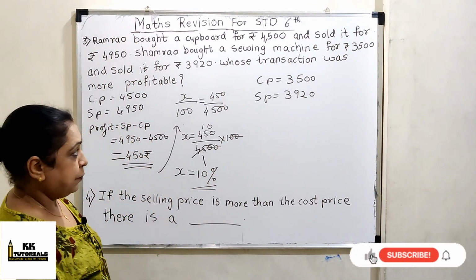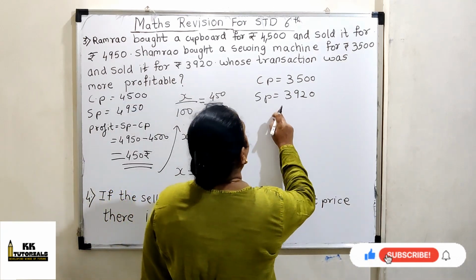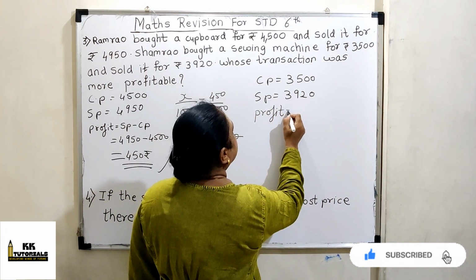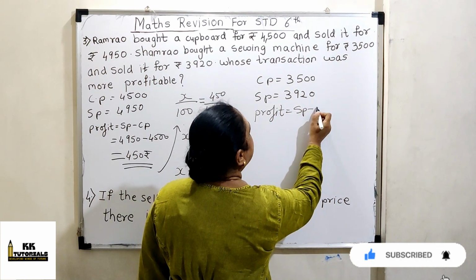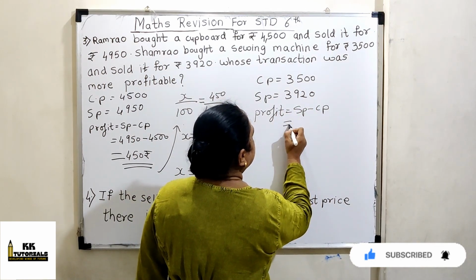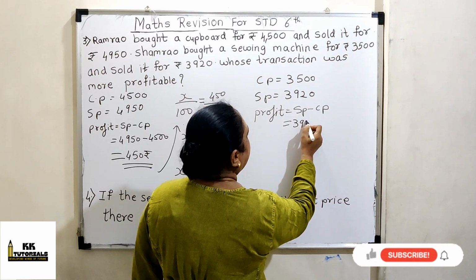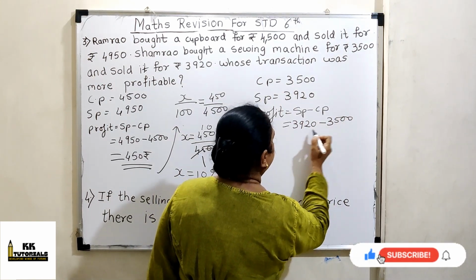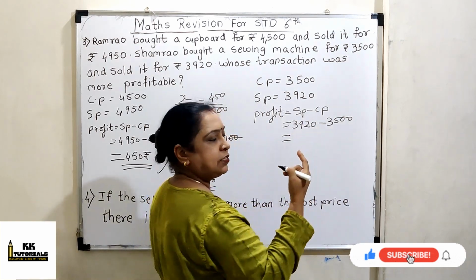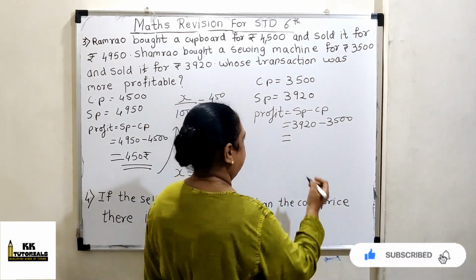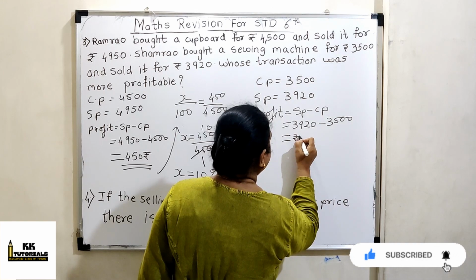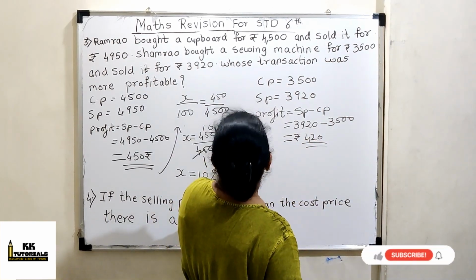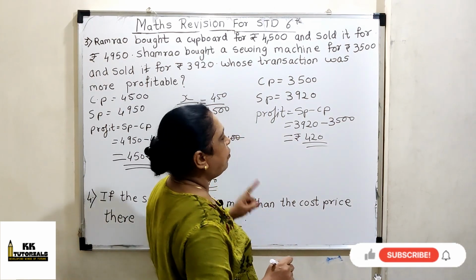Now here profit is equal to selling price minus cost price. So 3,920 minus 3,500. So it is how much? 420 rupees. 420. Shamrao made a profit of 420 rupees.